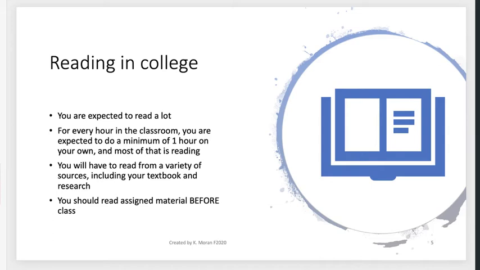You'll have to read a variety of sources, not just your textbook, but you'll have to do research for essays and for projects. And so you're expected to read magazines, newspapers, journal articles, all sorts of information.